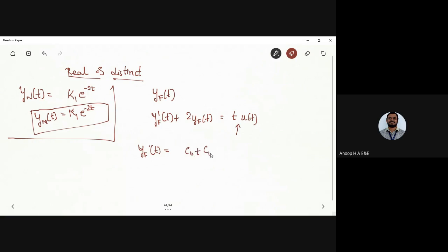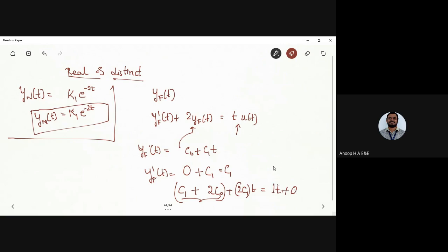C0 plus C1 into t. Got it? So I'll be replacing this here. And what is yf dash of t? I need to differentiate it: 0 plus C1, that would be equal to C1 there. So I have C1 plus 2C0 plus 2C1 into t, that would be equal to t. So I'll group the terms here, and I'll group this term which is there. So I'll be having plus 0. Okay.